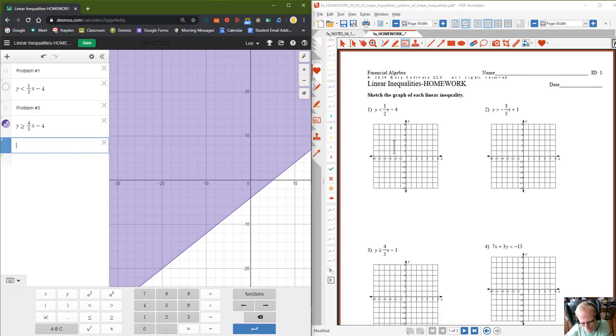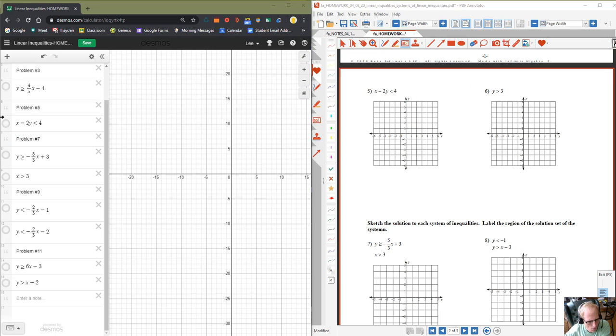Okay, I'm going to take a pause for a second while I enter the rest of the problems, and then we'll go over them as soon as I'm done. All right, so I entered the rest of the homework problems in Desmos, and I'm just going to go through them right now.